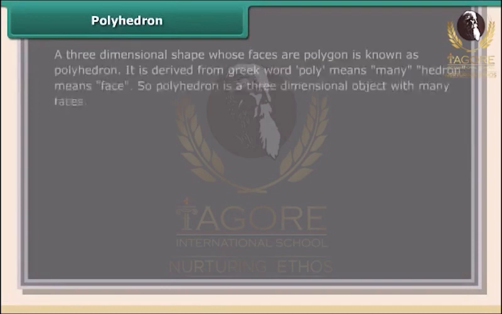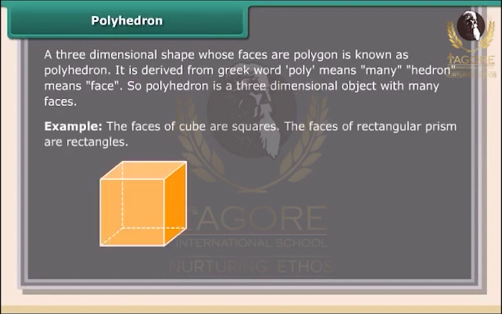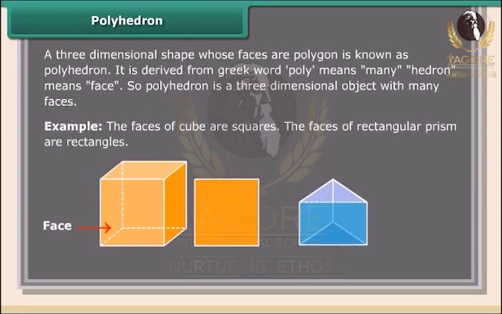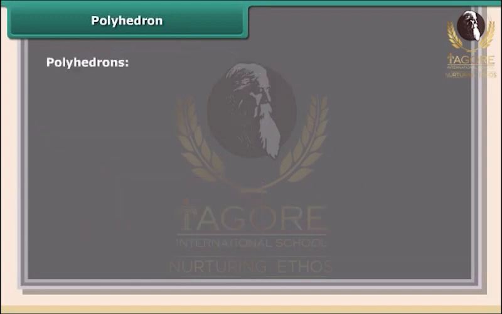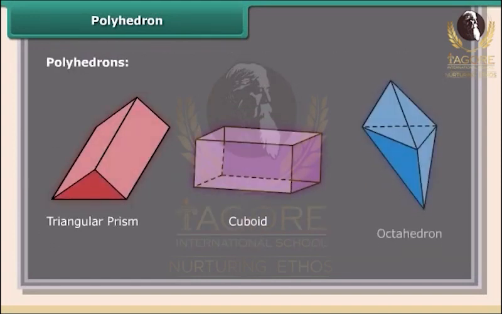Polyhedron. A three-dimensional shape whose faces are polygons is known as polyhedron. It is derived from the Greek word, poly means many, hedron means face. So polyhedron is a three-dimensional object with many faces. Example: the faces of a cube are squares. The faces of a rectangular prism are rectangles. Polyhedrons: triangular prism, cuboid, octahedron.